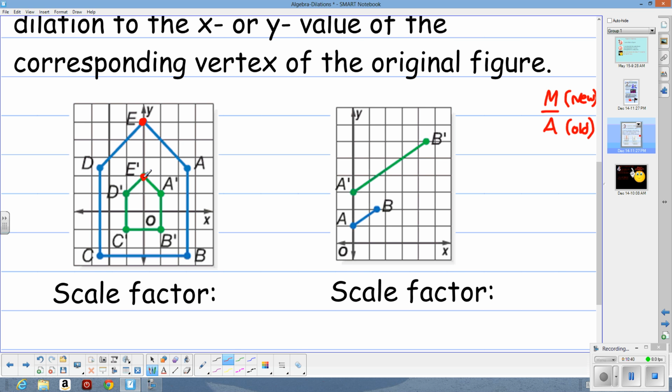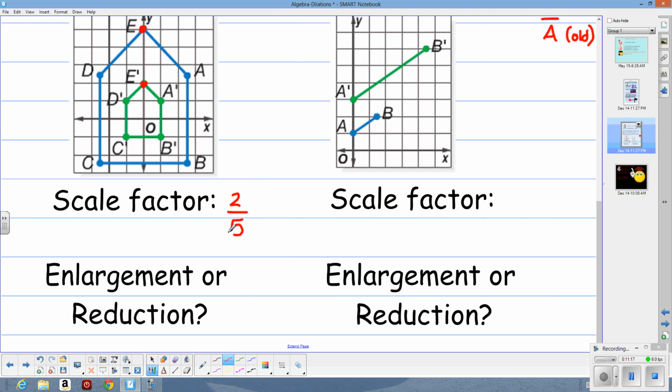So I'm going to compare the y value of this. The y value of this one is 2 compared to the y value of the original or the old figure. 1, 2, 3, 4, 5. That's going to be 5. That means the scale factor is 2/5, or this image is 2/5 the size of the original. The lengths of these sides are 2/5 the length of the original. Since it's a number between 0 and 1, that makes it a reduction.